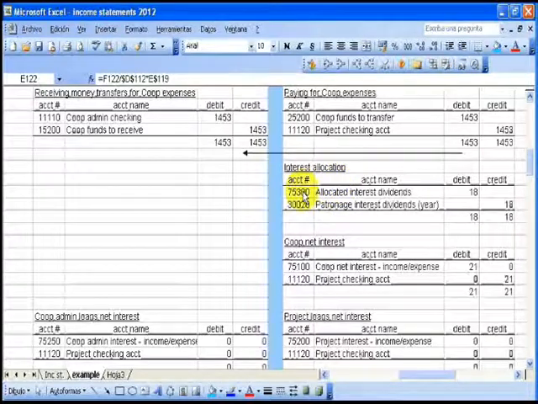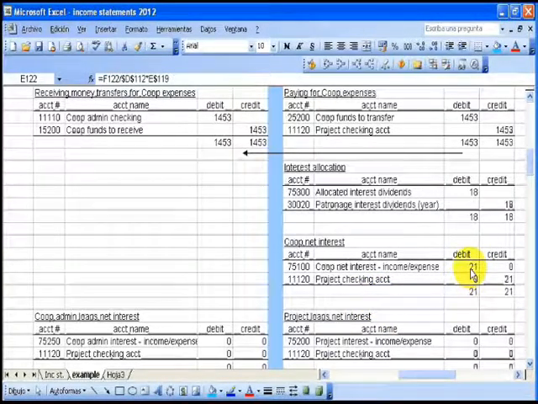So these are just the number of the account, the name of the account. So instead of getting very detailed in what each of these account names are, I think I'll just rather show you that this is the general ledger. This is the entry in the general ledger for the interest allocation. And then this becomes the entry in the general ledger for the co-op net interest.